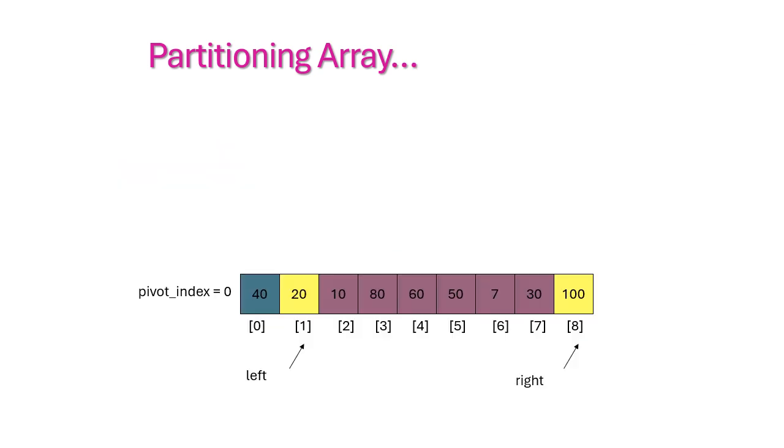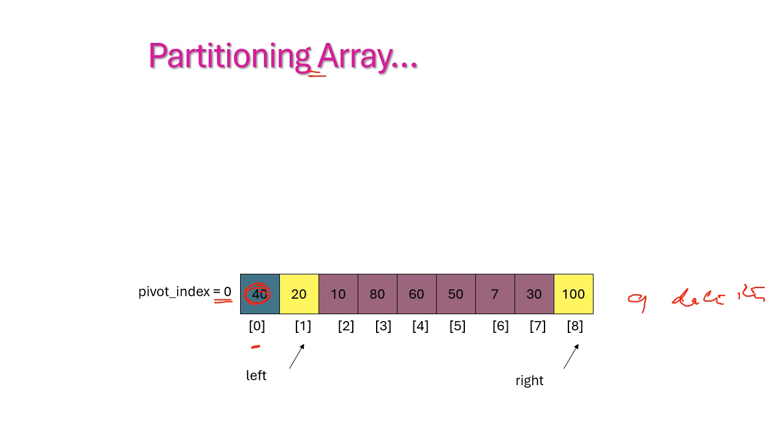Now let us see how the partition takes place. Our pivot is located at index 0, and in total we have 9 data items. Partitioning: the pivot element is at the 0th index.